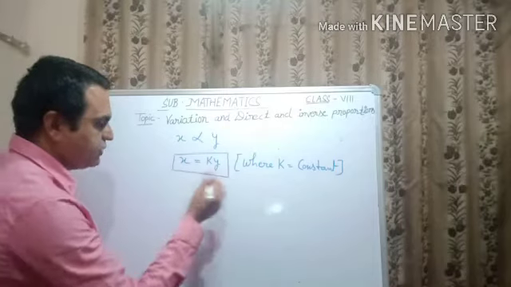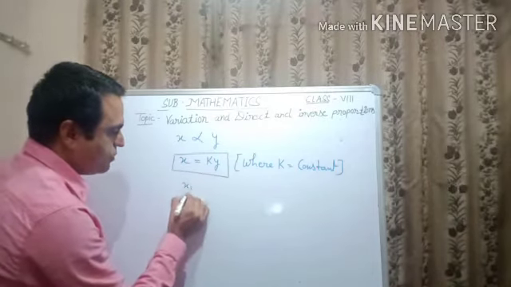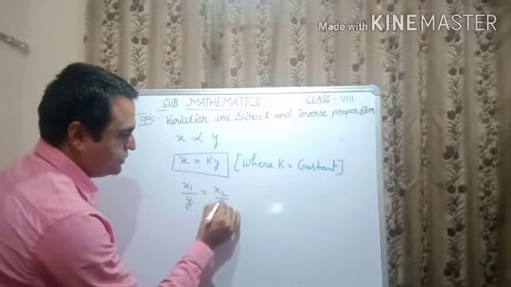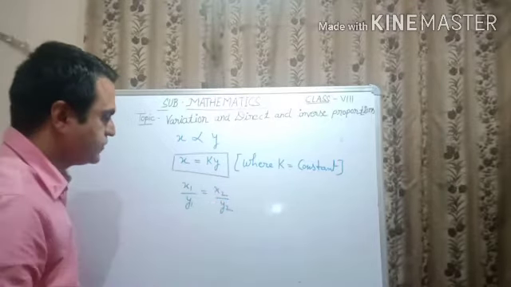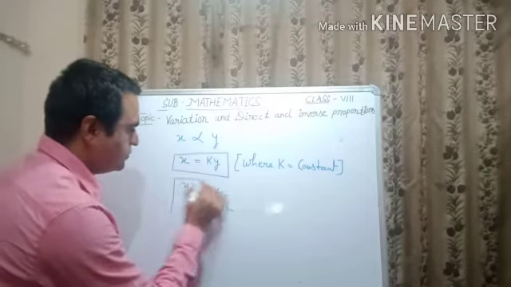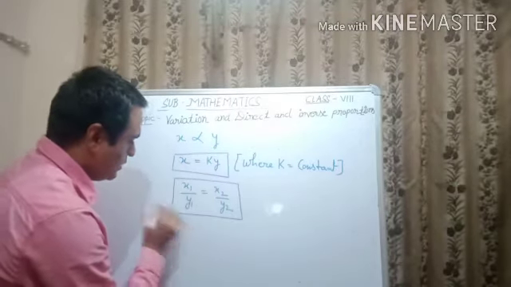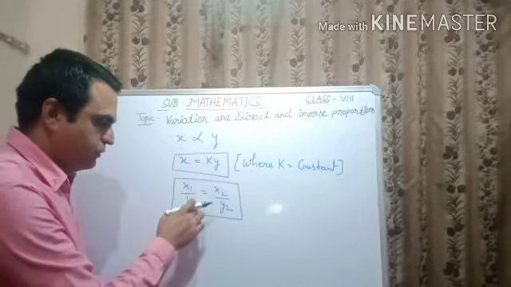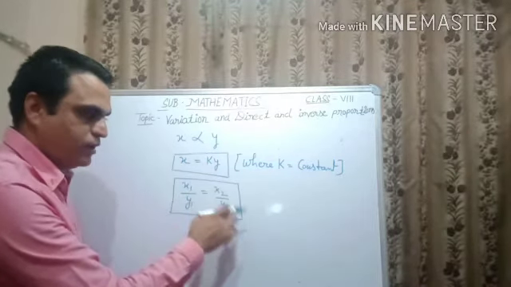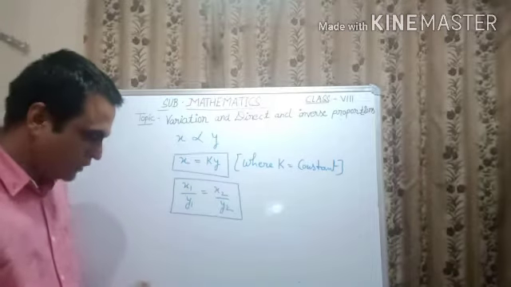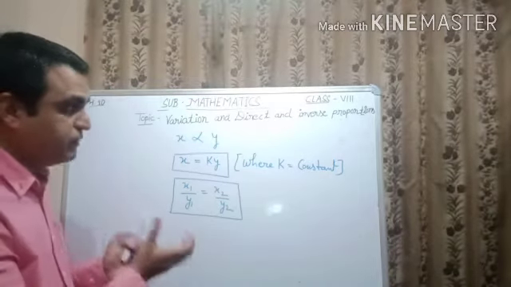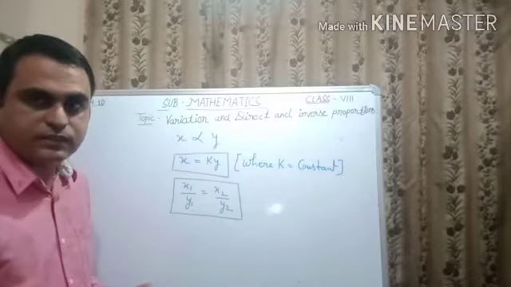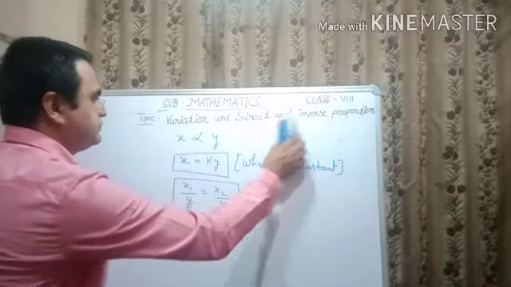And now the next formula is x1 upon y1 equals x2 upon y2. This is the second formula for finding the direct variation of a particular number: x1 upon y1 equals x2 upon y2. Now to simplify direct proportion, we take an example. By example you understand the concept.